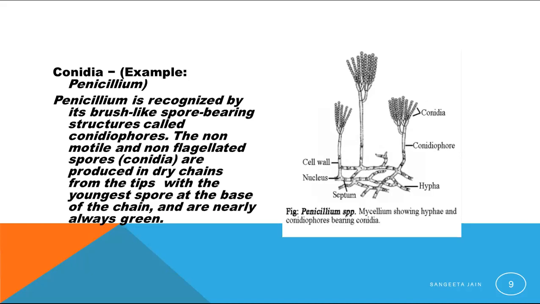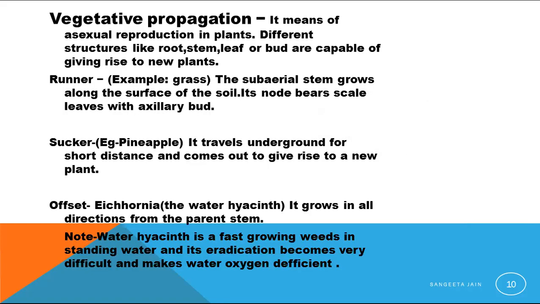These are formed in Penicillium, which is recognized by its brush-like spore-bearing structures. The non-motile and non-flagellated spores are produced in dry chains from the tips, with the youngest spore at the base of the chain, and are nearly always green.